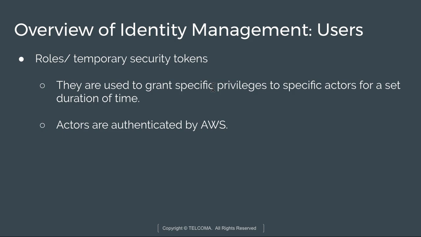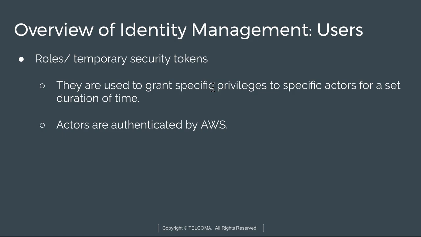Next we have roles and temporary security. These are very important for advanced IAM usage. Many AWS users find them confusing. Roles are basically used to grant specific privileges to specific actors for a set duration of time. Now, what are actors? Actors are those that have to perform an action. These are authenticated by AWS.